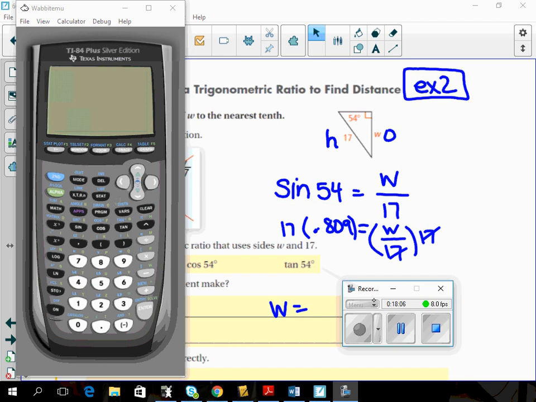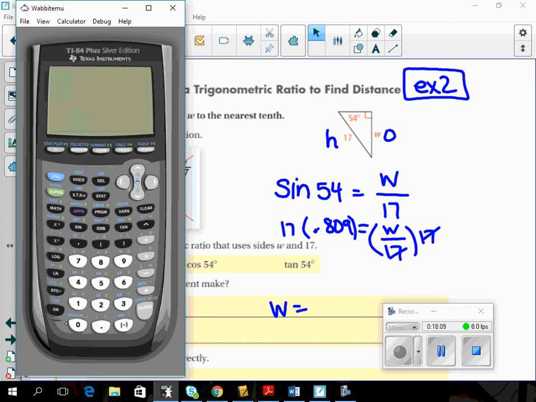Once you're in degree mode, you can type in the sine of 54. Don't forget to close your parentheses. And then we'll multiply it times 17. Did you see what I did? And then just hit enter. 13.75. Sound good to you? 13.75 is the length of W. We're solving for the length of the side. So W is 13.75.